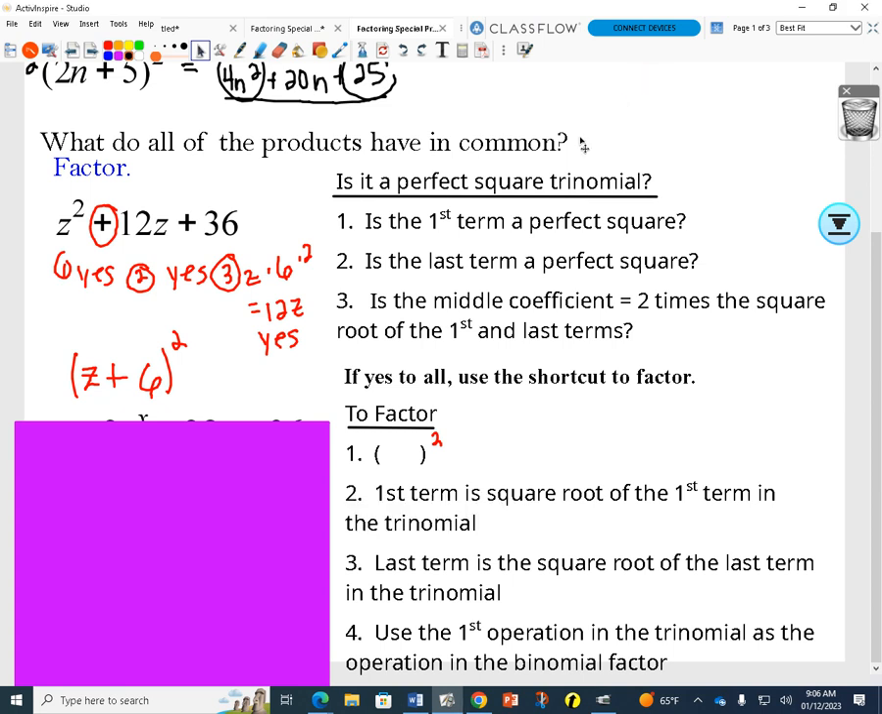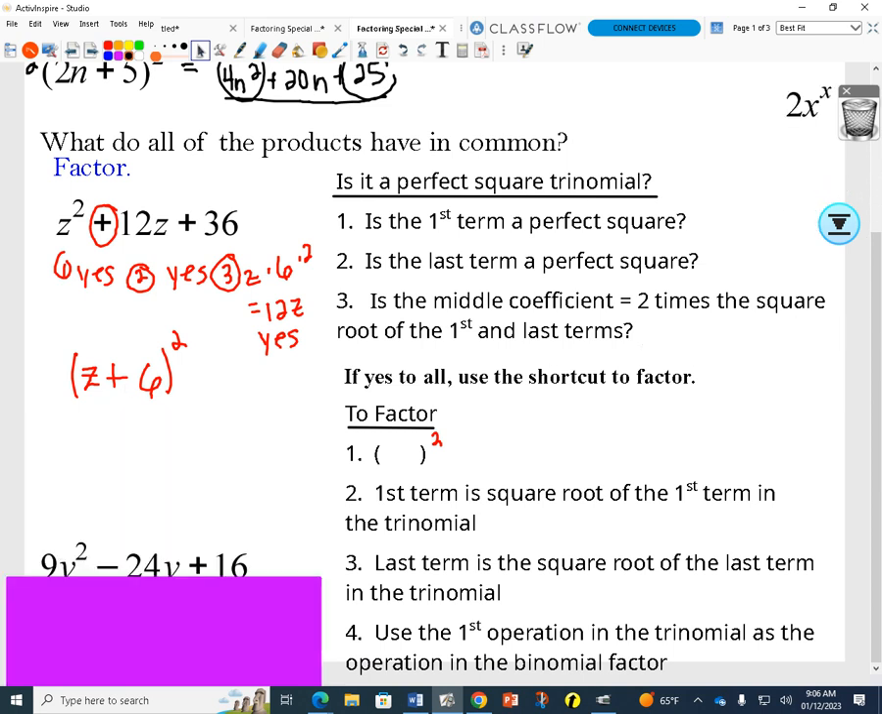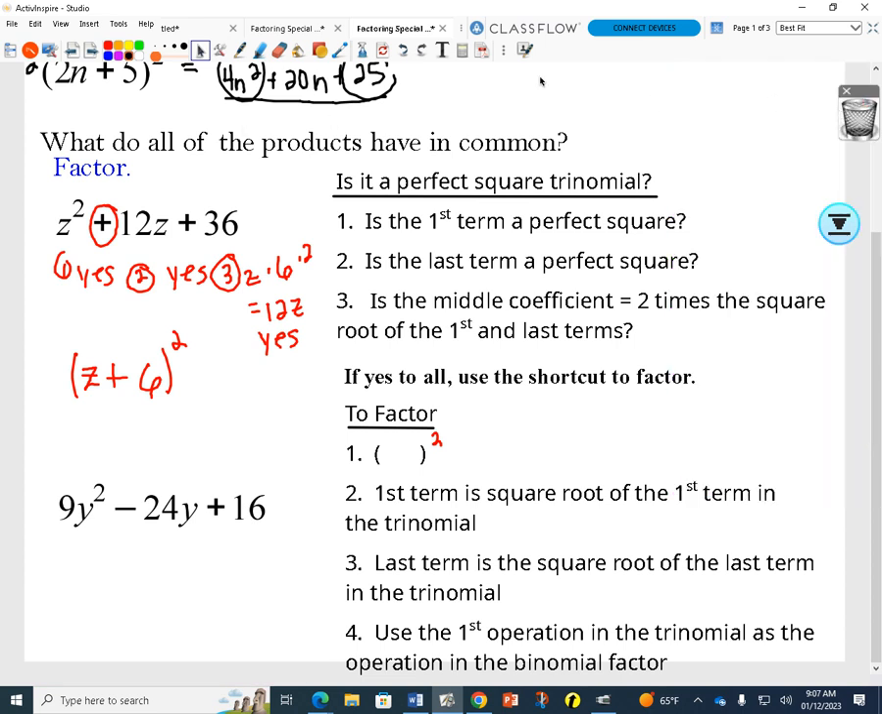So once you get that example written, we're going to go ahead and look at this example. All right, what do you think? Looking at our steps to figure out, is it a perfect square trinomial? Is the first term a perfect square? DeAndre, is this first term a perfect square?